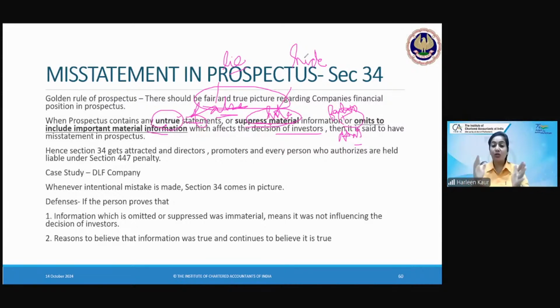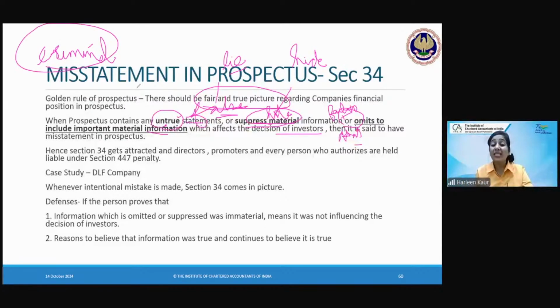So suppression and omission can be understood very clearly when you are trying to give incorrect or incomplete information. You're not giving the true picture of your company's financial health and financial position. You're using false statements. Then the prospectus is said to be misleading. It is said that there is a misstatement in the prospectus. Hence, Section 34 will get attracted. Section 34, children, talks about your criminal liability. You have created a crime.